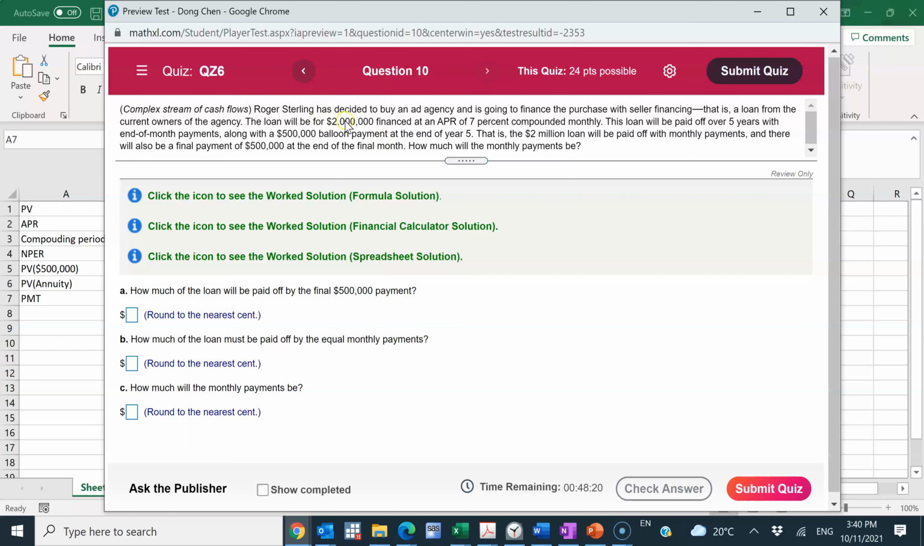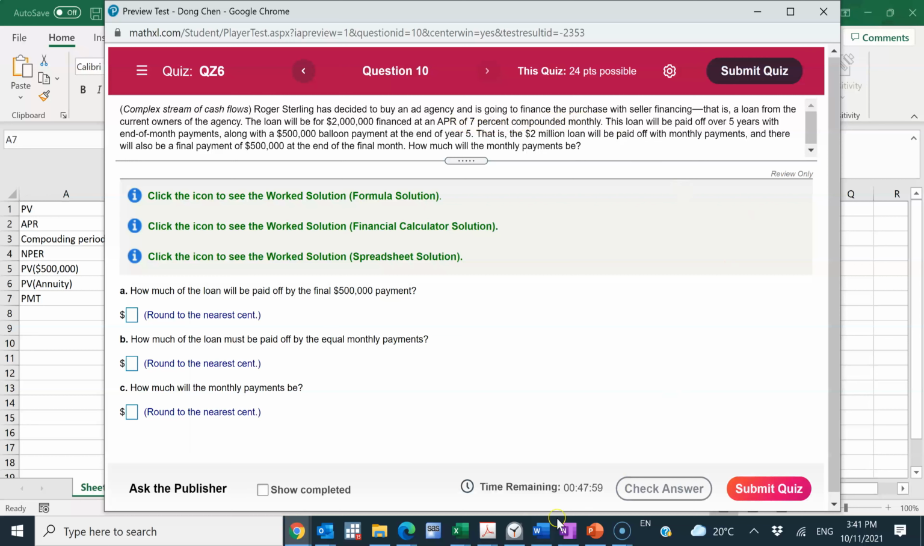Roger Sterling has decided to buy an ad agency and is going to finance the purchase with seller financing, which means that's a loan from the current owners of the agency. The loan will be for 2 million, financed at an APR of 7% compounded monthly.